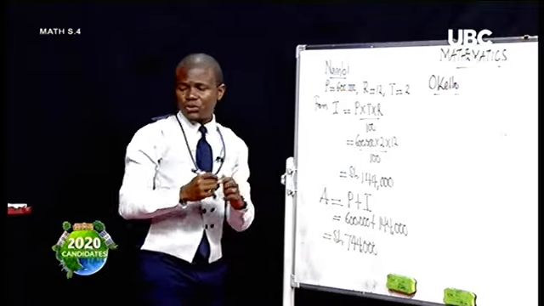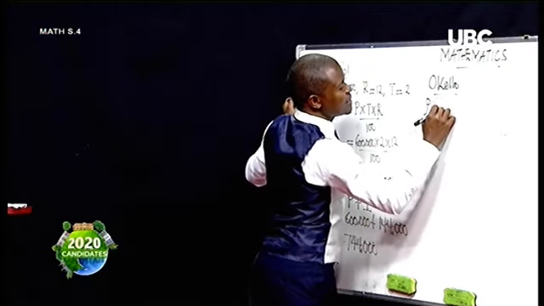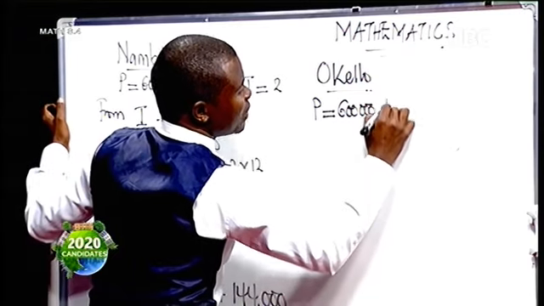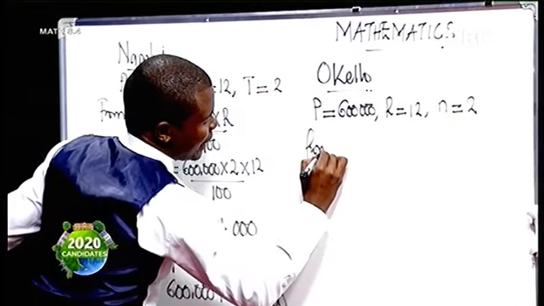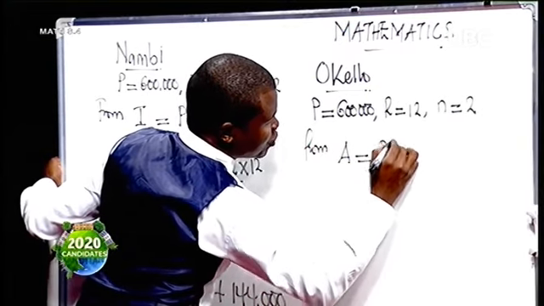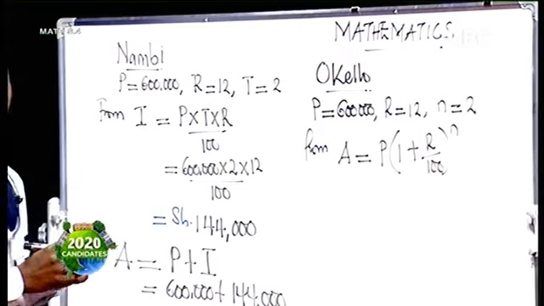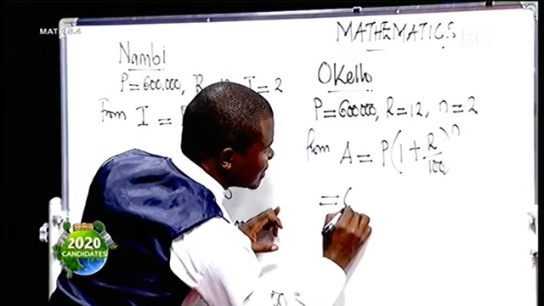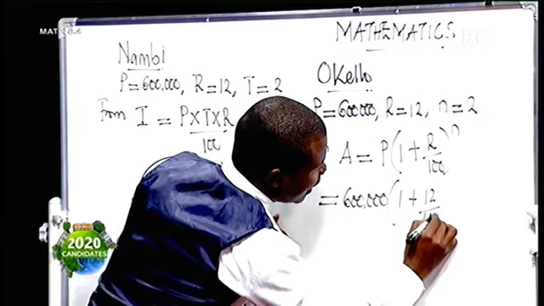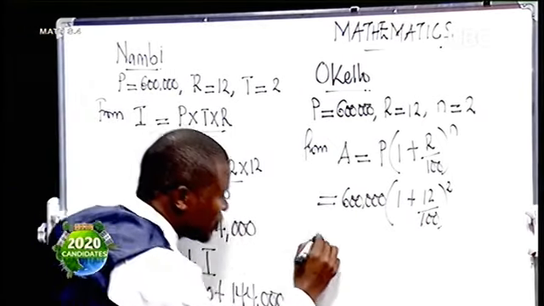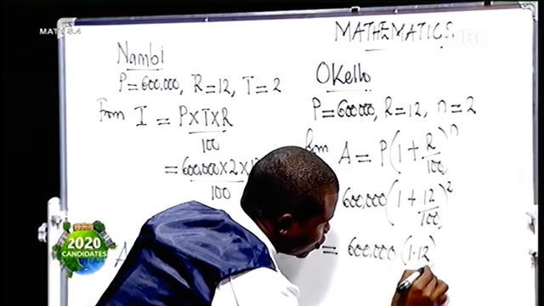744,000. Also, looking at Okello's account, we are saying that the principal is 600,000, the rate is 12, and the time is n equals 2. So from amount is equal to principal into 1 plus the rate divided by 100, everything to the power of n, we will say that the amount that Okello has is equal to 600,000 into 1 plus 12 over 100, everything to the power of 2, which in this case is going to be 600,000 into 1.12 squared.